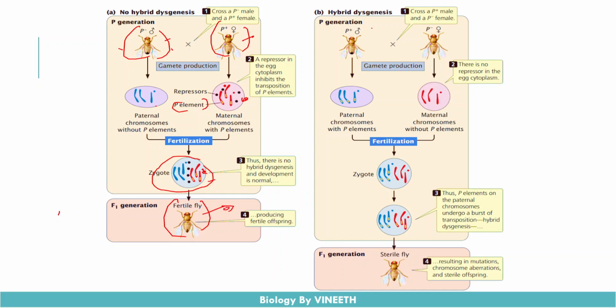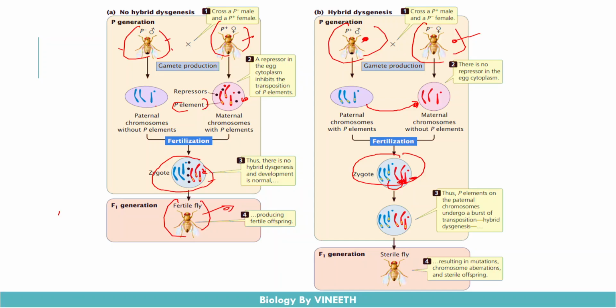But in the case of the P cytotype male and the M cytotype female, where the inactive P elements are present in the male and the P elements are absent in the female, when they are involved in the fertilization process, the P elements will get mobilized into the egg cell during fertilization. In the zygotes, repressor molecules are not present, where only the transposition elements are present, because this kind of mobilization will now induce alternative splicing and produce the transposase enzyme in the zygotes.